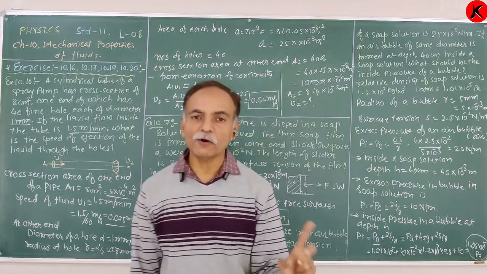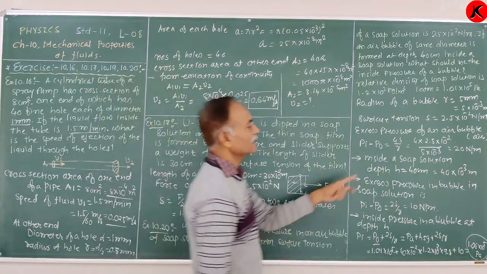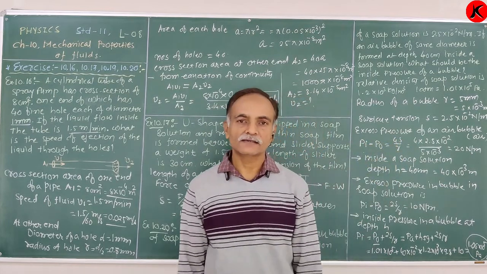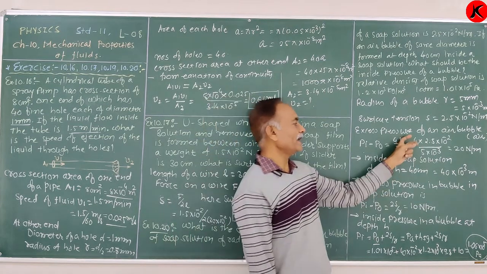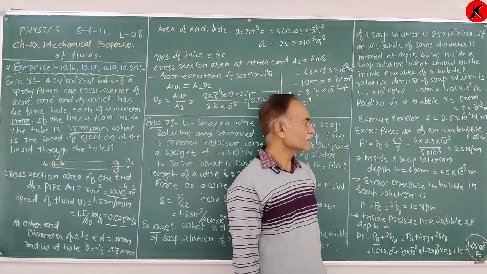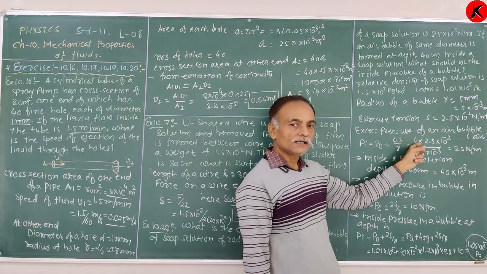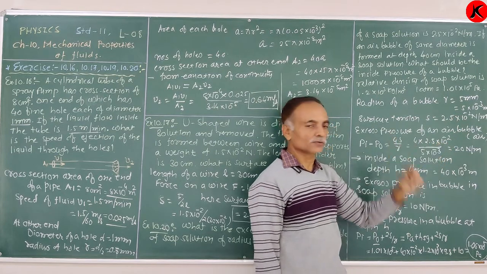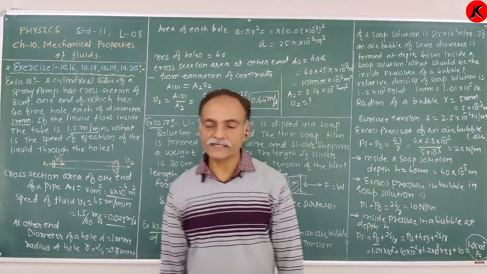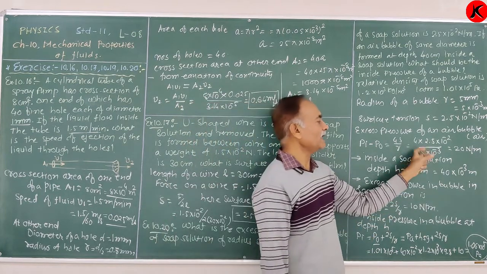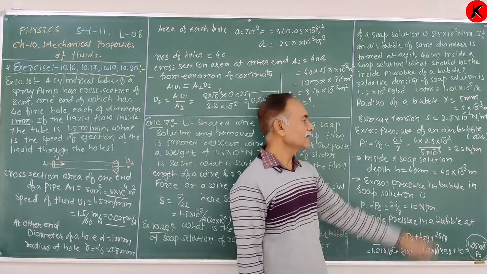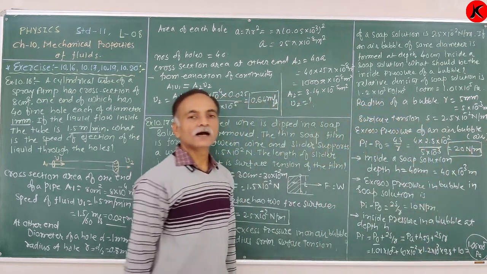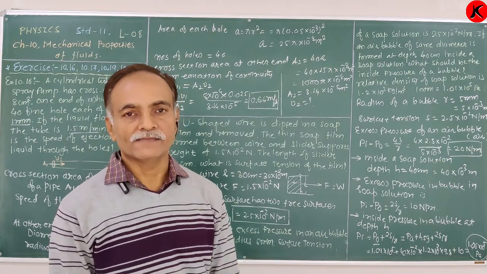Here the bubble is formed in a medium. It has 2 free surfaces. Due to that reason, the pressure difference is 4S upon R. Now we substitute the value of S and R in this equation. So it's equal to 4 times the surface tension of the soap solution, given as 2.5 into 10 to the power minus 2, upon the radius, which is 5 millimeter. Convert into meter, 5 into 10 to the power minus 3. Therefore, 20 Newton per meter is the excess pressure in the air bubble in a medium.